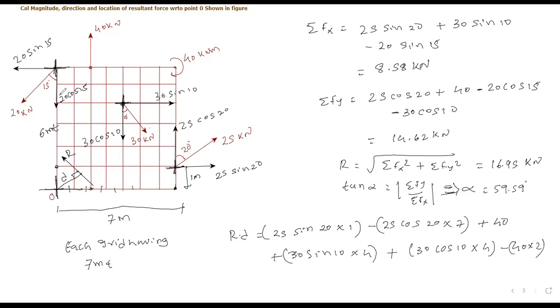Now 20 cos 15 does not create any moment, but 20 sin 50 will create moment. Let me calculate the distance: 1, 2, 3, 4, 5, 6. 20 sin 50 into 6 anti-clockwise, minus 20 sin 50 into 6. Let's give me the value of R.